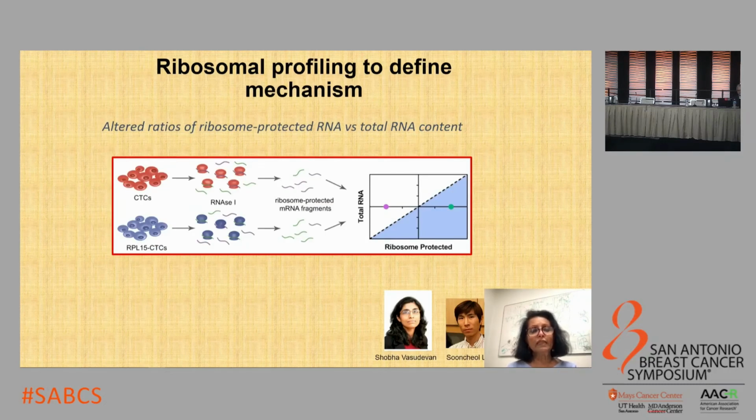To understand the molecular mechanism underlying this observation, we did ribosomal profiling of control CTCs and CTCs overexpressing RPL15 in collaboration with Dr. Shobha Vasudevan and Charlie, a postdoc in her lab. We wanted to look at the mRNAs that were preferentially translated in these RPL15 overexpressing CTCs.